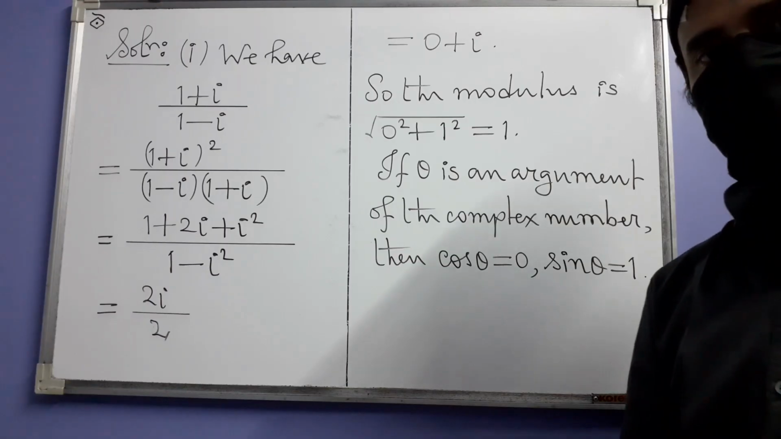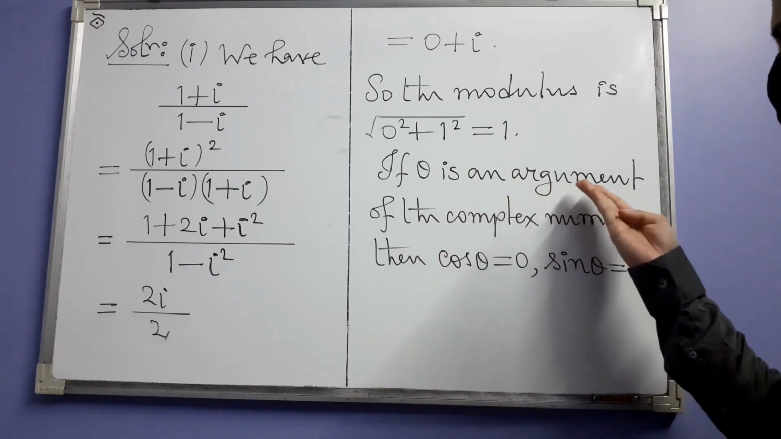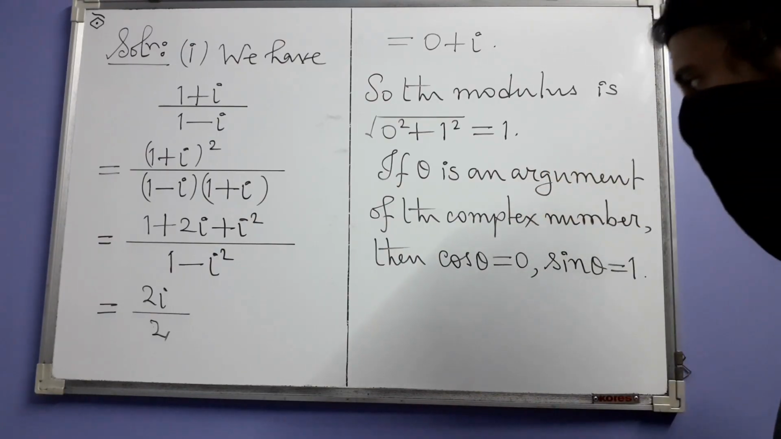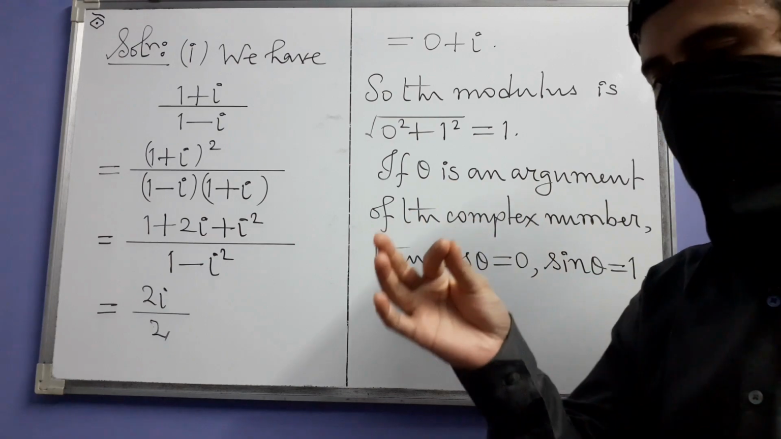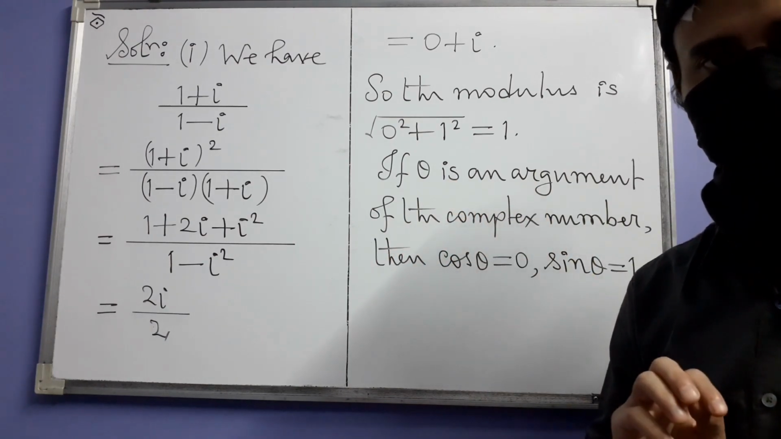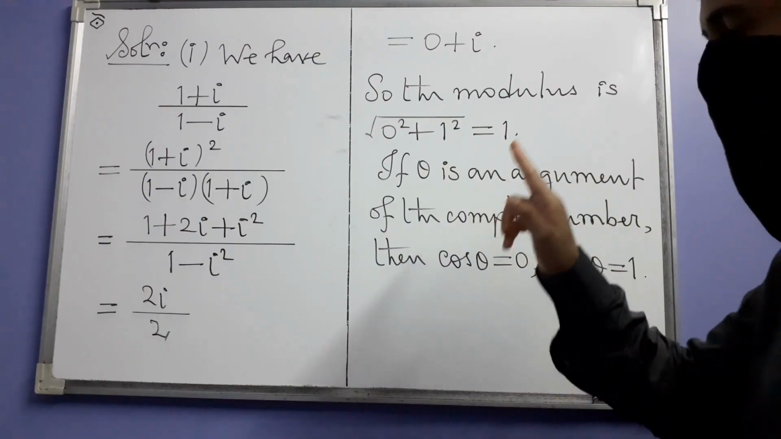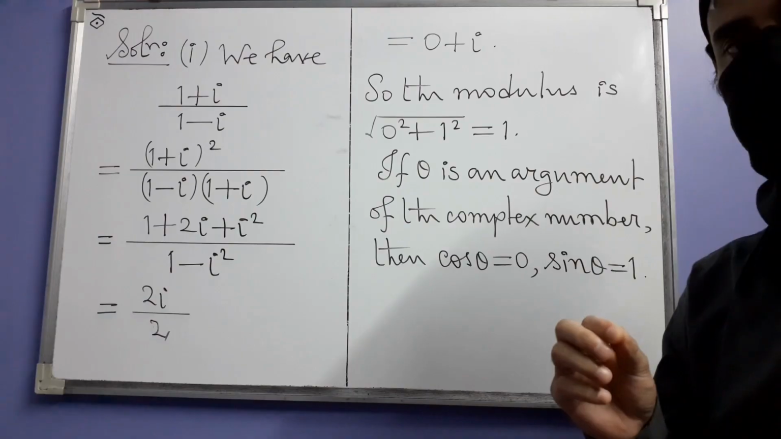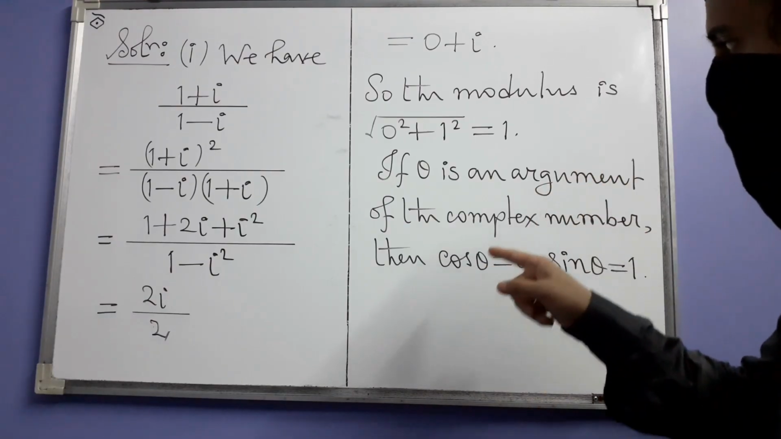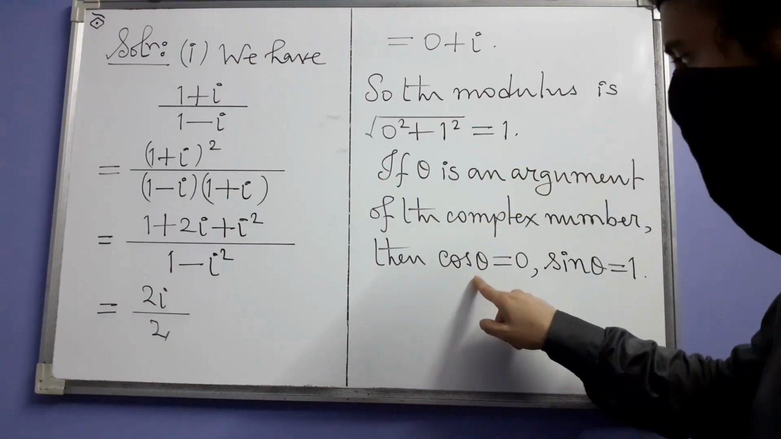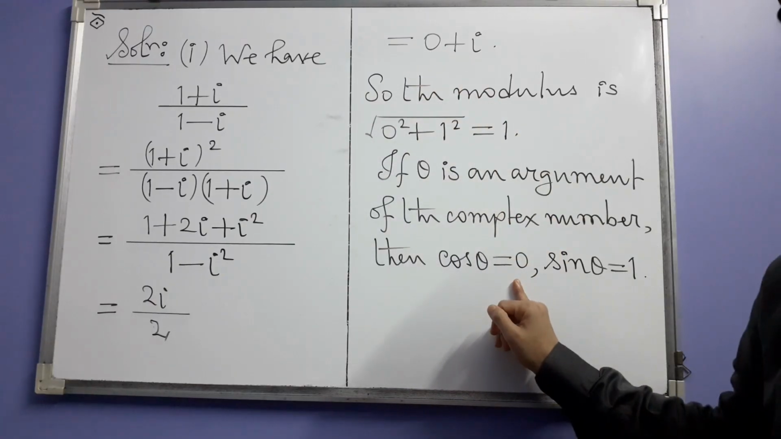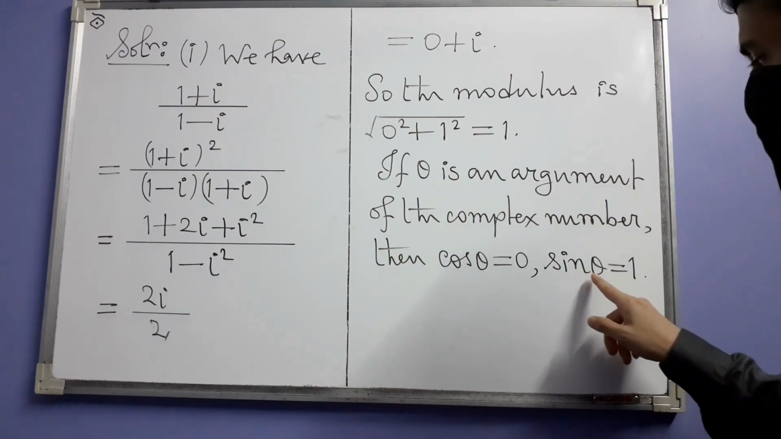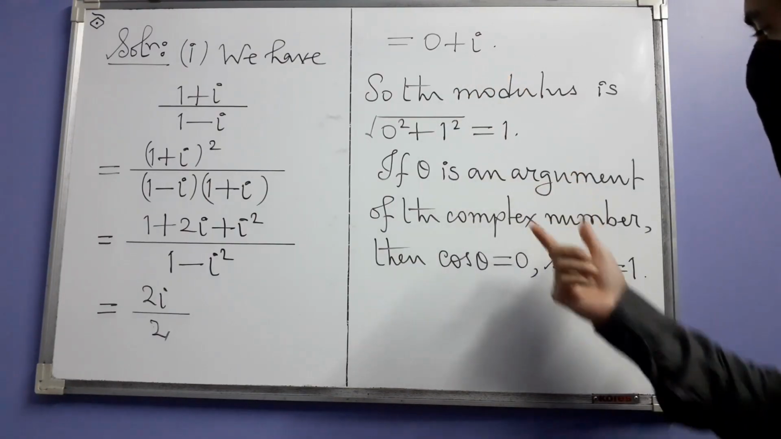And then we go for the arguments. If theta is an argument, there are many arguments, but if one of them is theta, then we know how modulus, argument, real part and imaginary part are related. If r is your modulus and theta is the argument, then r cos theta is equal to the real part. In this case, r is 1. So 1 cos theta is the real part, that means 0. And r sin theta is the imaginary part. So that means in this case sin theta is equal to 1.